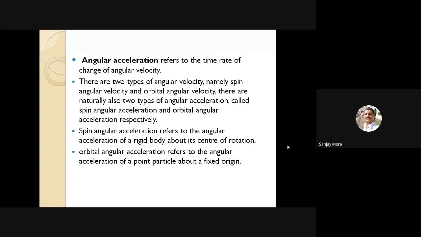Spin angular acceleration refers to the angular acceleration of a rigid body about its center of rotation, and orbital angular acceleration refers to the angular acceleration of a point particle about a fixed origin.